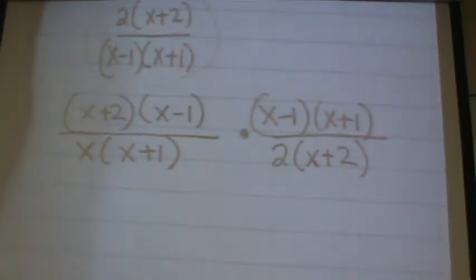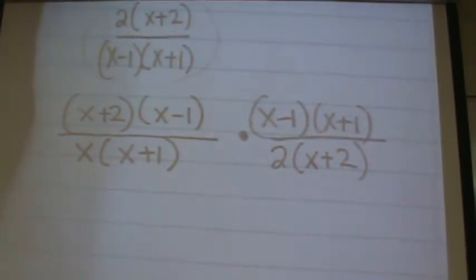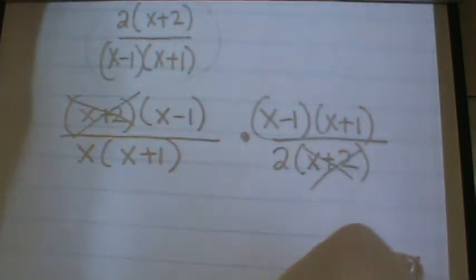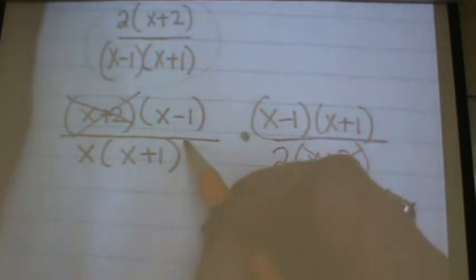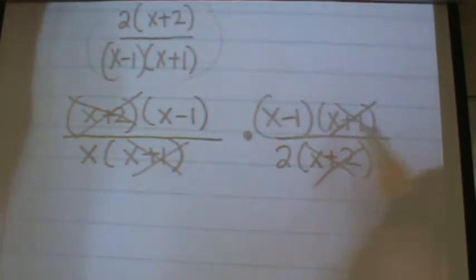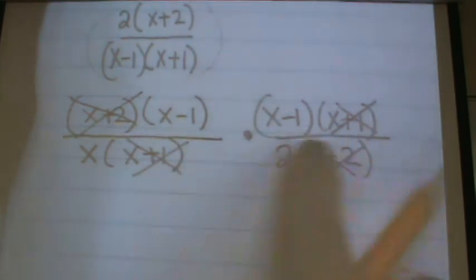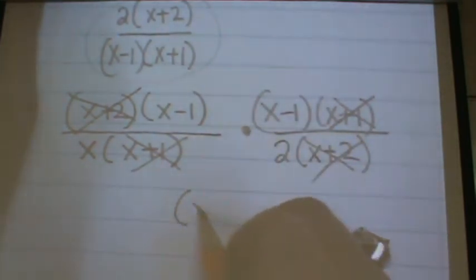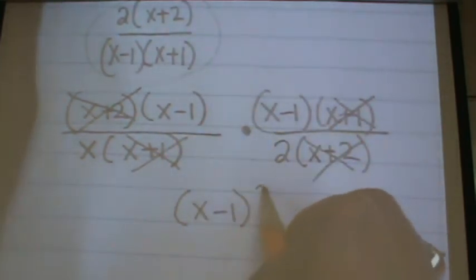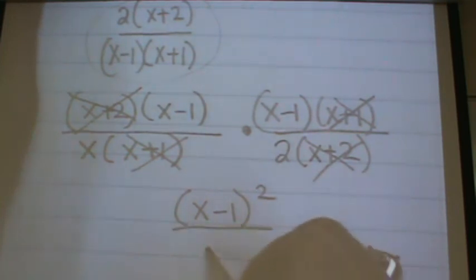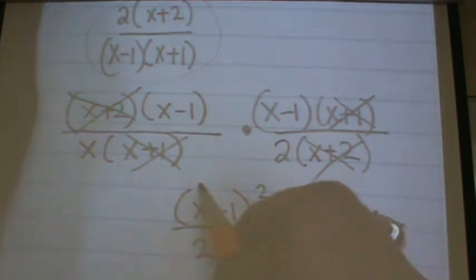And now this is the fun part. Start throwing things out. What are you going to throw out? X plus 2 with x plus 2, divide. What else? X plus 1 with x plus 1. Anything else? Can you do x minus 1, or not, because they're not on the opposite side? 1 for 1. Okay. Do we have anything else we can throw out? Nope. So what's left? X minus 1 squared over 2x? Yep, and that's your final answer.